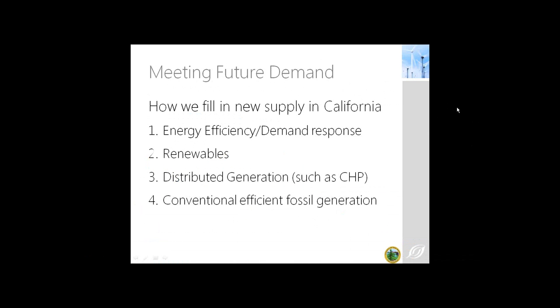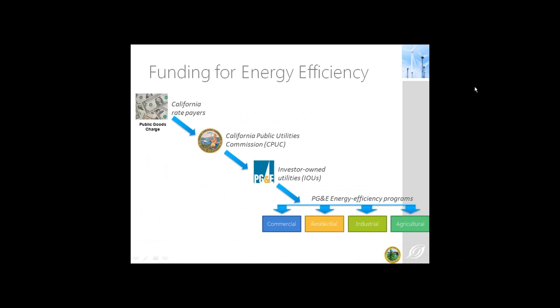So how will we fill the new supply demand in the state of California? There's a definite interest in not building any more power plants. They're expensive to build, they have huge capital costs, and oftentimes they have great environmental costs. So we have to figure out how we are going to meet the demands of our businesses and residents in San Mateo County and the state through other means. There's energy efficiency and demand response, renewables, distributed generation, and conventional efficient fossil fuel generation.